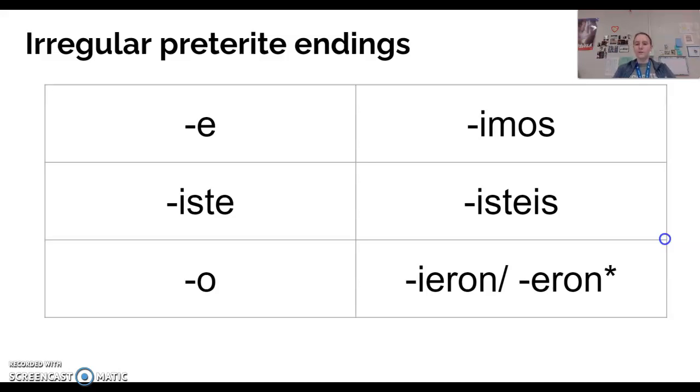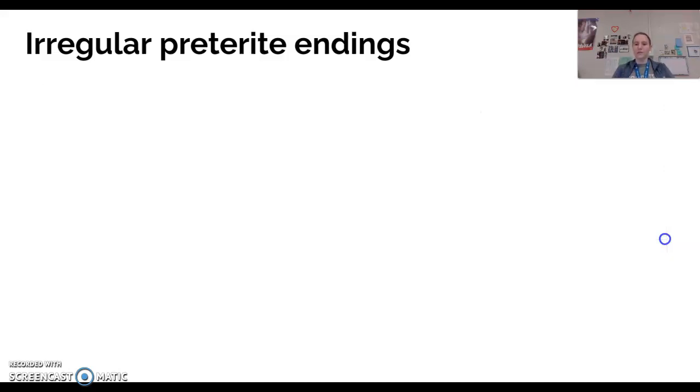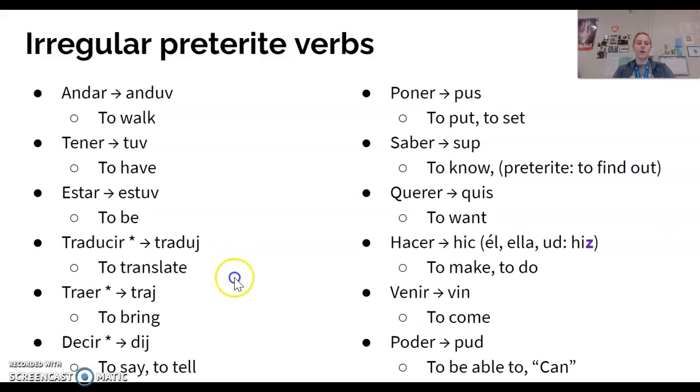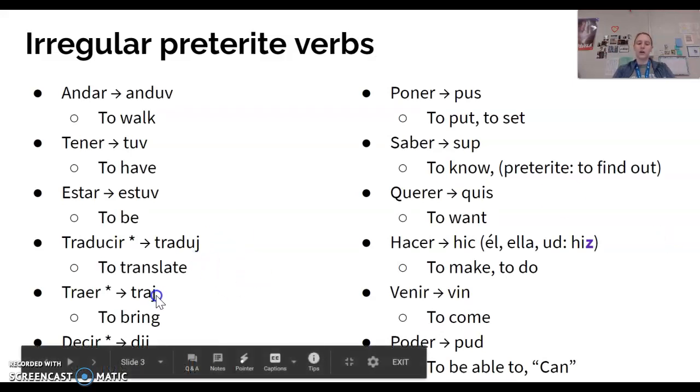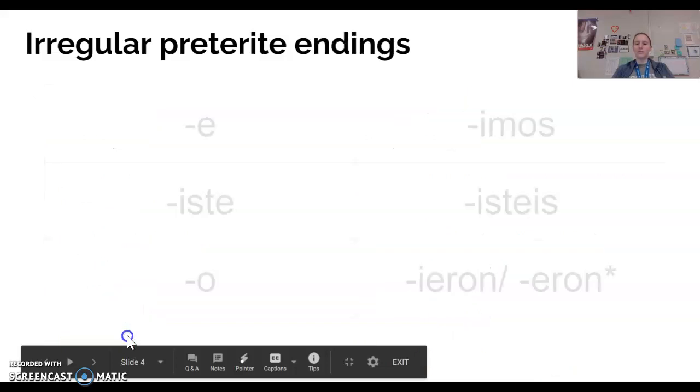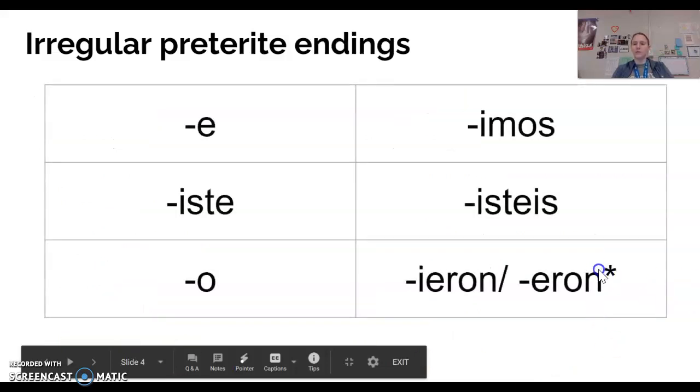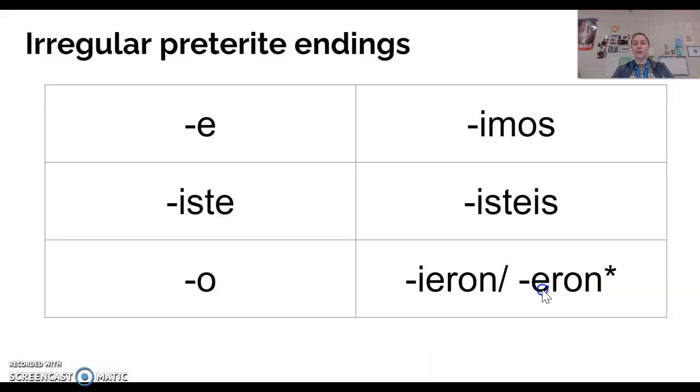Okay, remember how I said that I would explain the stars. So we're looking back, we have traducir, traer, and decir. With these, in the third person plural, so in that ustedes, ellos, ellas form, we're going to drop the i out of the ending. So it would just be dijeron rather than dijieron. It'd be tradujeron rather than tradujieron. Okay, it just gets awkward when we have that jumble.